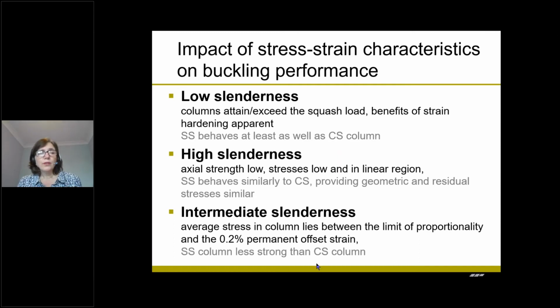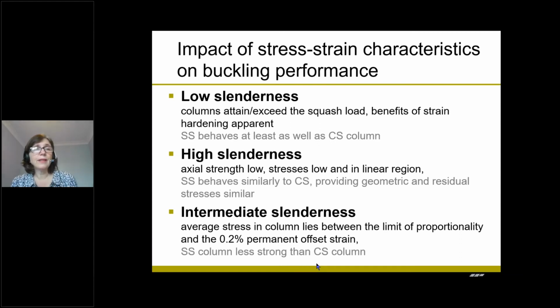So let's just think about what would be the impact of the nonlinear stress strain characteristics on the buckling performance of a column. Let's think about the low slenderness end first of all. This is where the columns reach the squash load, and the benefits of the strain hardening are apparent. In this case, stainless steel would behave at least as well as a carbon steel column.